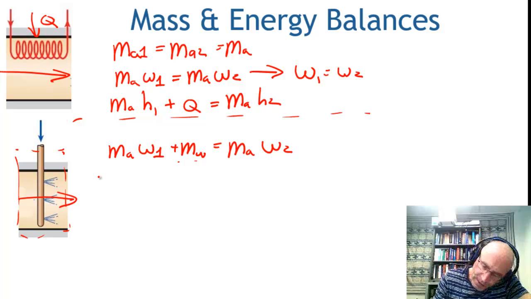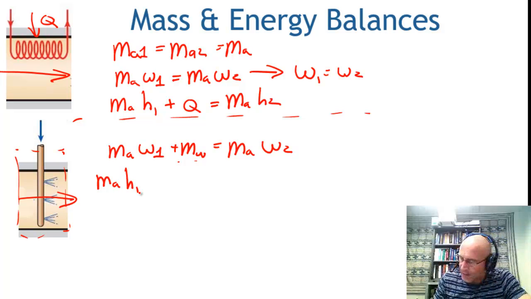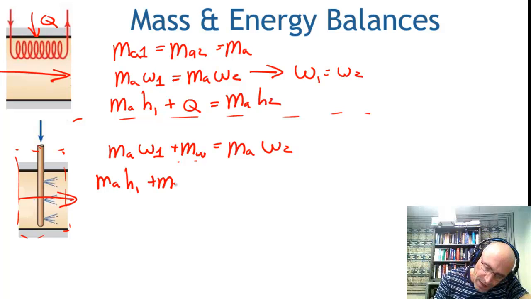If we look at the energy balance, well, mass flow rate of air times the enthalpy going in. And now we've got the enthalpy that's associated with this stream coming in. And that's going to be, well, we have the mass flow rate of water times its enthalpy.